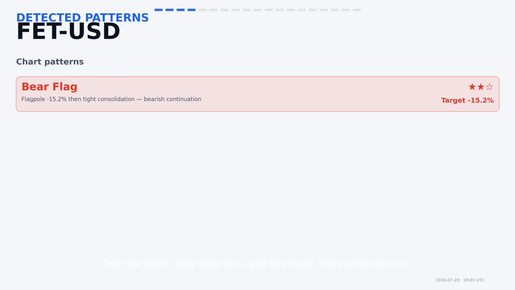Now this is the fun part. The pattern detector picked up 1 chart pattern on the daily. Bear flag. I'm going to walk you through each one in the next slides and show you exactly where they formed on the price action. Pay attention to the labeled points. Those are the swings that confirm the pattern is real.